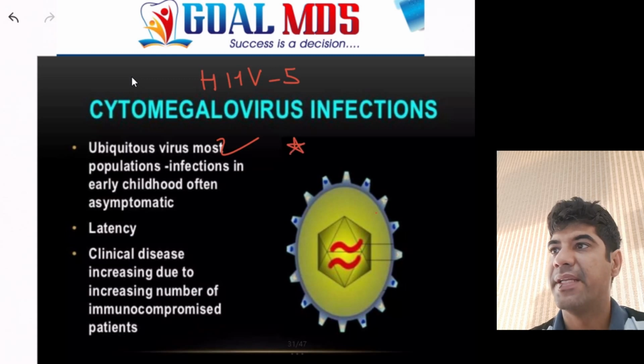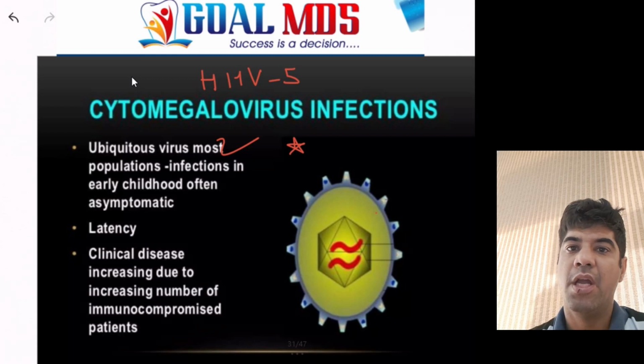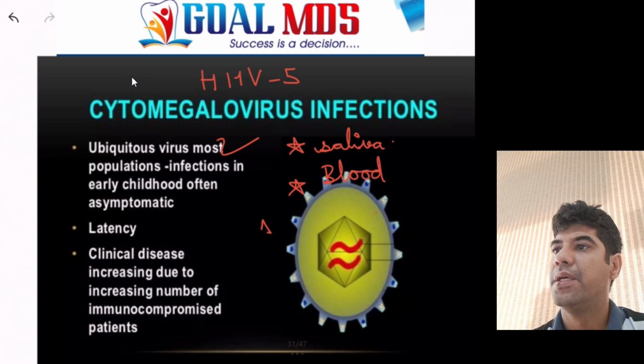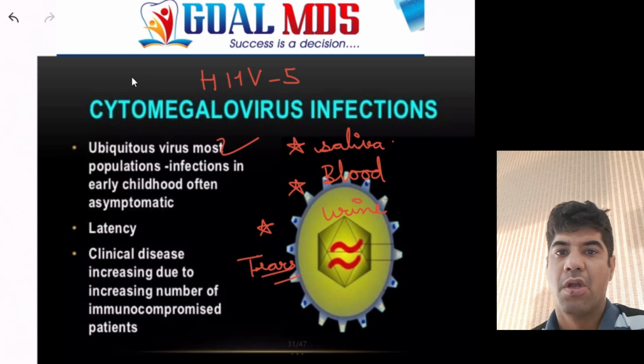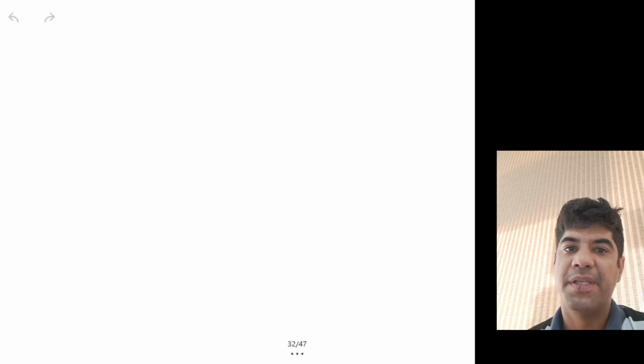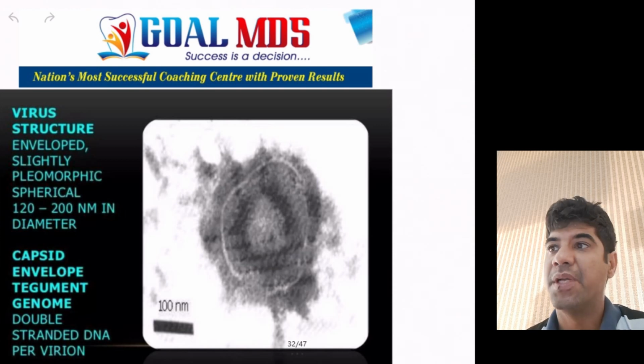So remember, this virus can be found in various body fluids like saliva, blood, urine, tears, etc. So remember the cytomegalovirus. This cytomegalovirus is a type of herpes virus that contains a double-stranded DNA.